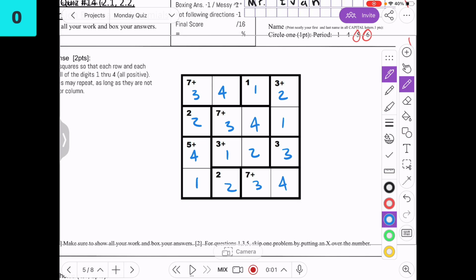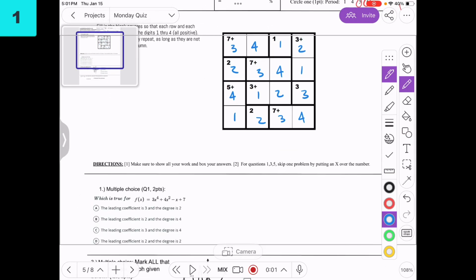I have to double check my work. Everything has to be no repetitions, and every single number 1 through 4 has to be included. And I think I should be clear. Yeah, I think I should be clear from here. Okay, moving on to the next one.